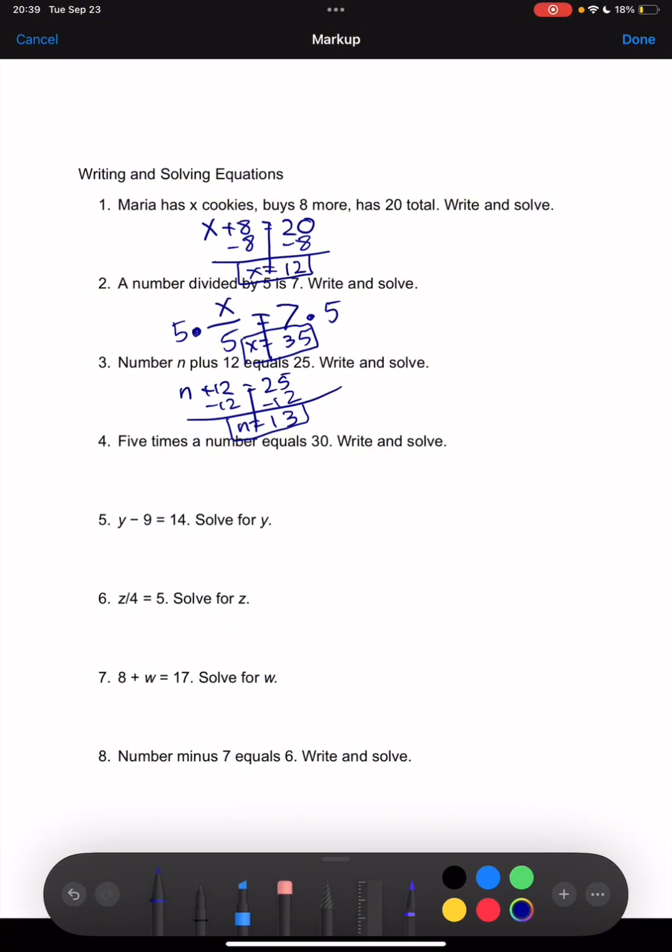Number 4, 5 times a number equals 30. Write and solve. So, we have 5 times a number. We do not know what that number is, so we're just going to write a variable. So that's 5 times x is equal to 30. The opposite of multiplication is division. So we have to divide by 5 on each side. And that means x is equal to 6.